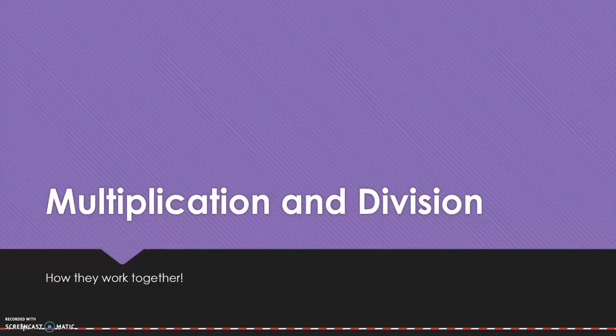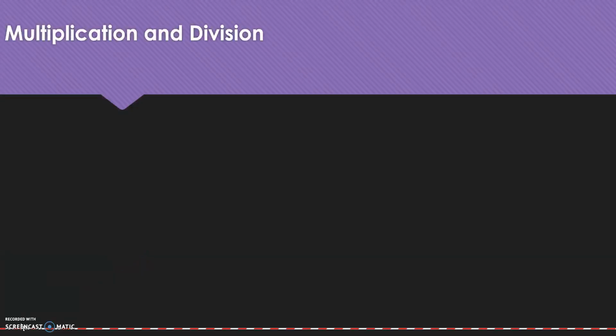Today we're going to be talking about how multiplication and division work together, and we're going to be talking about how they work together through fact families. So when I think of a fact family, that's how my numbers go together. Think about the people who live in your house and how they work together to create your family. Same thing with the numbers.